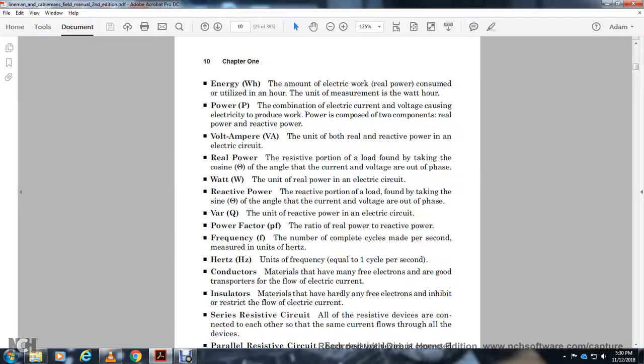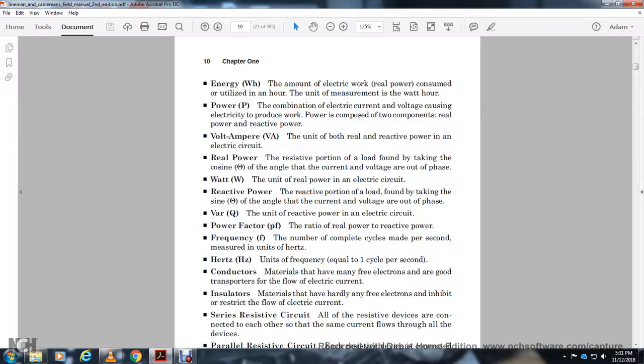Energy is measured in watt-hours, the amount of electrical work done by the real power consumed within an hour. Power, P, is the combination of electrical current and voltage causing electricity to produce work. Power has two components, real power and reactive power, measured in volt-amperes. Real power is the resistive power portion of the load, found by taking the cosine of the angle of the current and voltage out of phase.